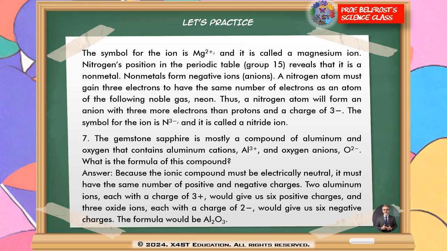Okay, number 7. The gemstone sapphire is mostly a compound of aluminum and oxygen that contains aluminum cations Al3+ and oxygen anions O2-. What is the formula of the compound? Because an ionic compound must be electrically neutral, it must have the same number of positive and negative charges. 2 aluminum ions, each with a charge of 3+, give us 6 positive charges, and 3 oxide ions, each with a charge of 2-, will give us 6 negative charges. So the formula will be Al2O3.